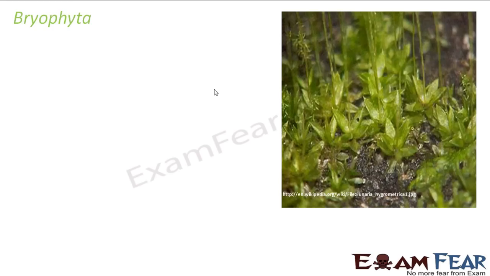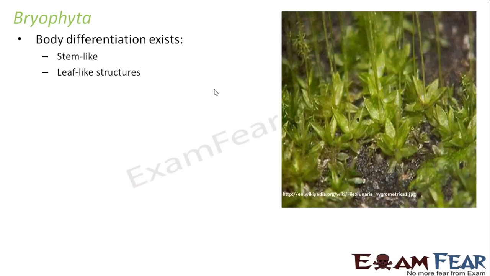Let us now talk about the next group, that is the Bryophyta. So let us first see the basic characteristics of the Bryophytes. In the previous topic we talked about Thallophytes where no body differentiation existed. Here let us see what kind of structure and what are the basic characteristics they have. So here body differentiation exists. They have stem-like structures and leaf-like structures. Here also not a very distinct and specific body differentiation exists. Even though they do not have a true stem or true leaves, they have some leaf-like structures and some stem-like structures. So at least some body differentiation exists.